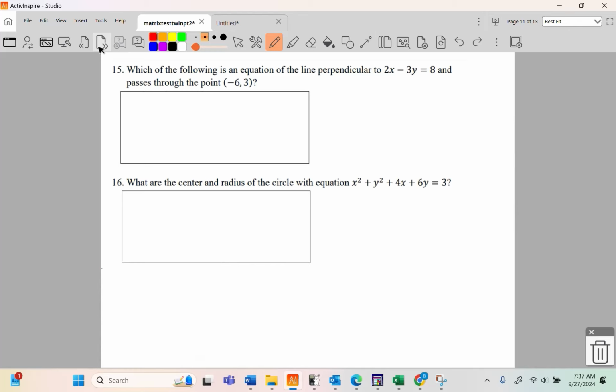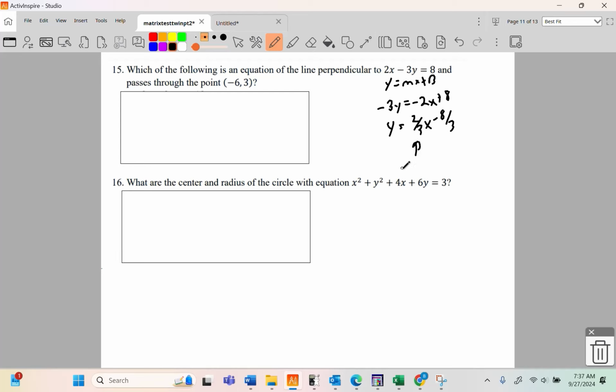All right, 15. Which of the following is the equation of a line perpendicular to 2x minus 3y equals 8 that passes through a point? So this is nothing more than going after y equals mx plus b. That's how I do it anyways. So negative 3y is negative 2x plus 8. Y would then be 2/3 x minus 8/3.